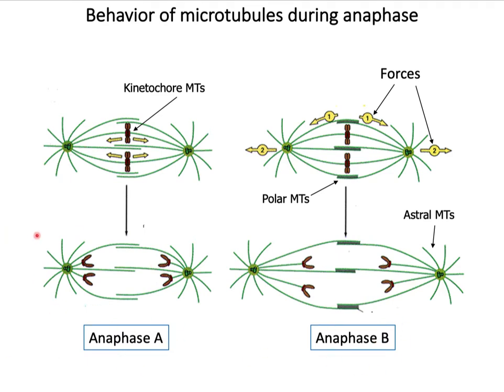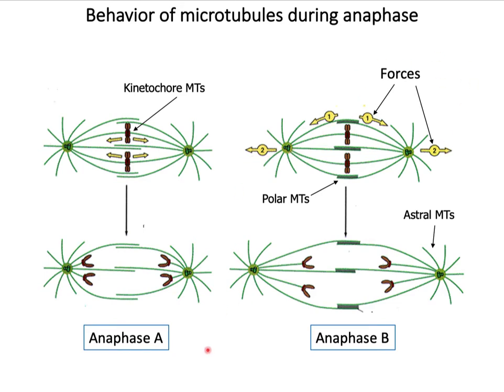The forces that are generated in Anaphase A are generated by the kinetochore microtubules that are interacting with the chromosomes. And the forces that are generated during anaphase B are generated by the polar microtubules that are interacting with each other in the spindle and the astral microtubules on either end of the spindle.